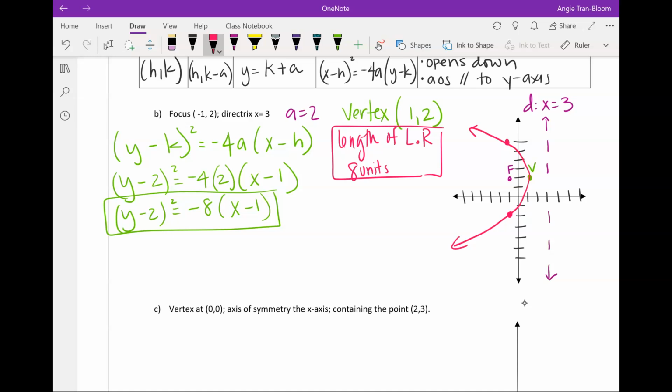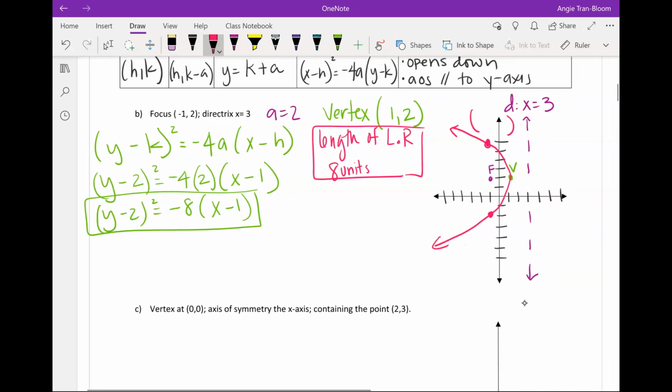Can I locate the coordinates of our latus rectum? Yep. Let's label this up here. What's that point above? Negative 1, comma what? 6. And then down the bottom is negative 1, comma negative 2. So those are the coordinates of your latus rectum.